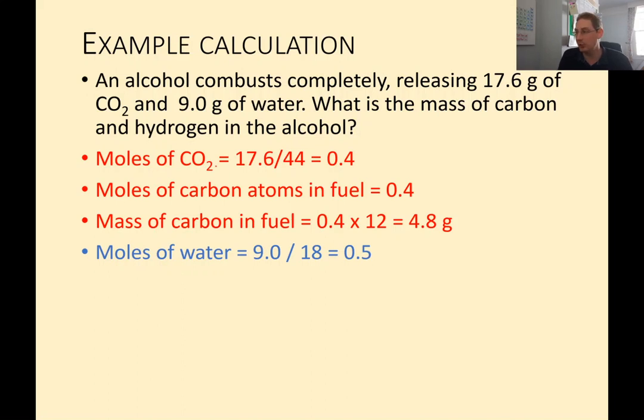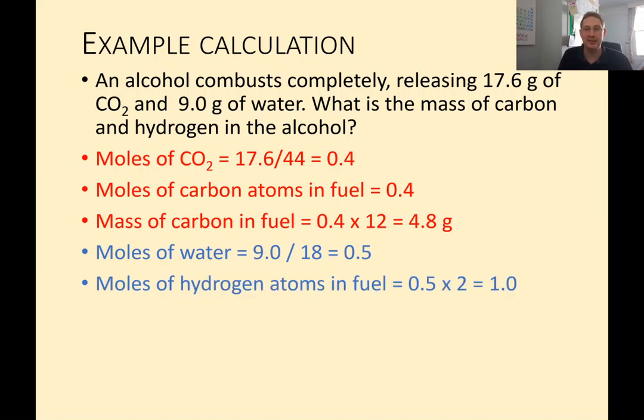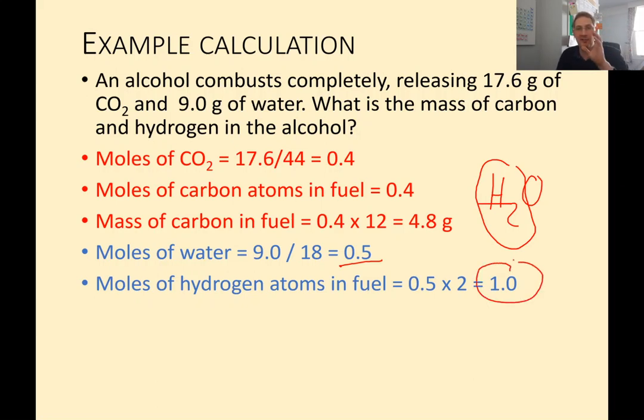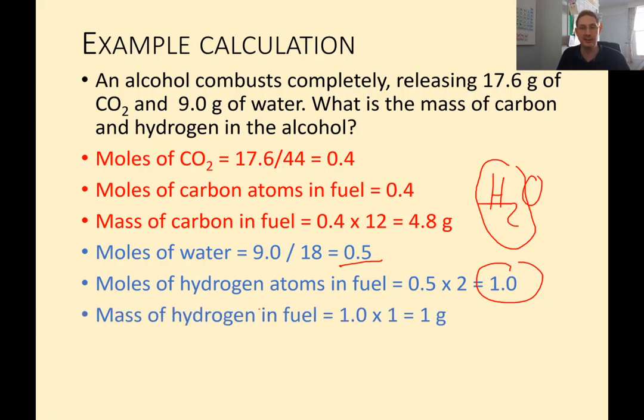We've got 0.5 moles of water. I know that each water molecule has got 2 hydrogens, H2O. So if I've got 0.5 moles of water, I've got 1 mole of hydrogen, because every 2 hydrogen atoms gives 1 water molecule. So every 2 moles of hydrogen atoms in the fuel will give 1 mole of water. Again, if I know the number of moles of hydrogen atoms, I can work out the mass of hydrogen in the fuel.